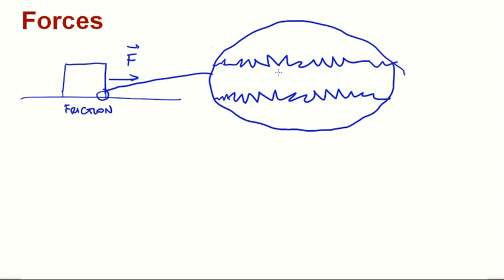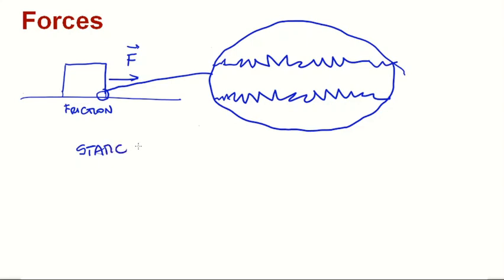So what happens here is that it's going to be hard for you to move those things, and there will be a minimum force that you have to apply for the object to start moving. This first kind of force that we discuss, the minimum amount of force for you to start moving an object, is what we refer to as static friction. So that's the force to overcome the static friction.